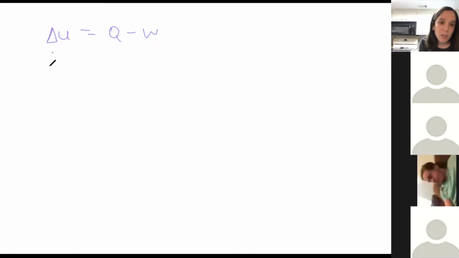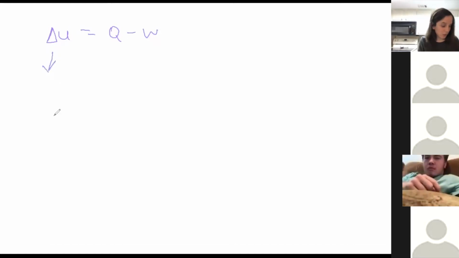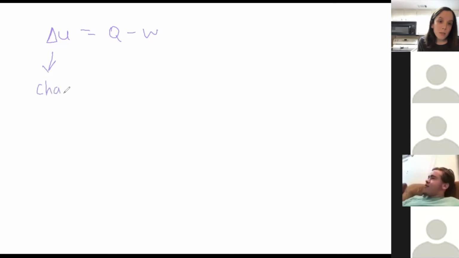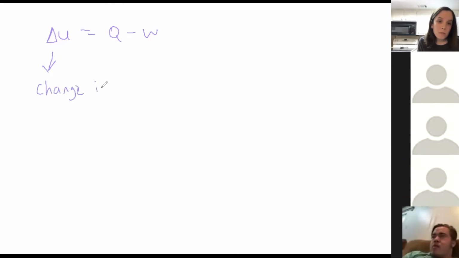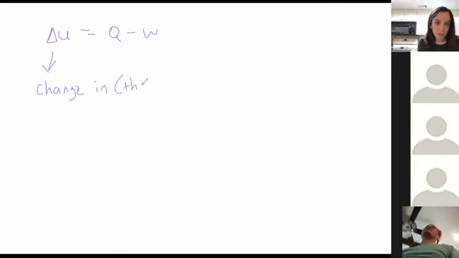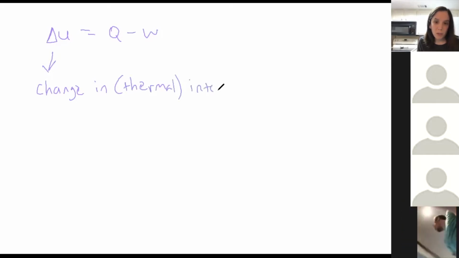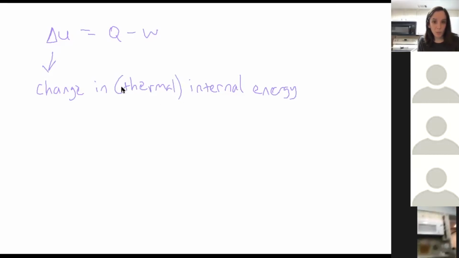Well, delta U stands for the change in energy. Sometimes you're going to see it written as thermal energy. I think your book says that. Or internal energy. So they really mean the same thing, whether it's thermal or internal energy, they refer to the same thing.